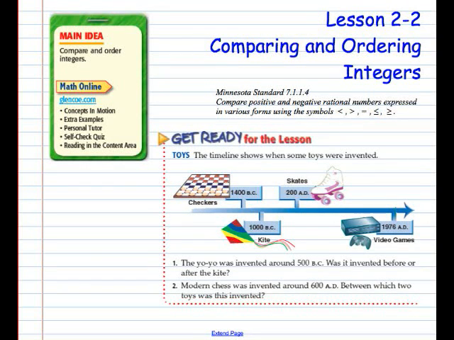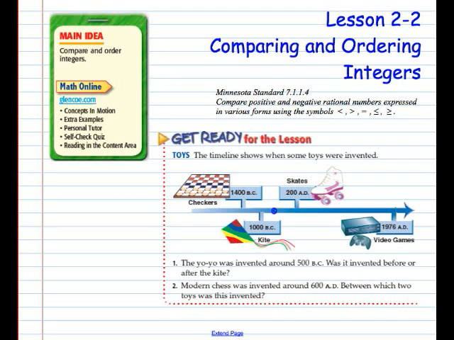This is lesson 2.2, comparing and ordering integers. The timeline shows when some toys were invented. The yo-yo was invented around 500 BC. Was it invented before or after the kite?